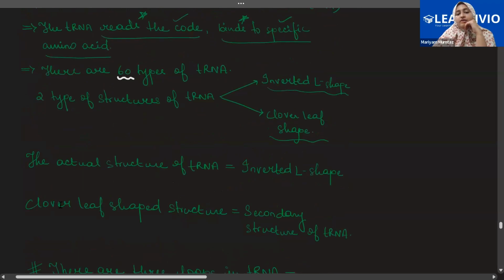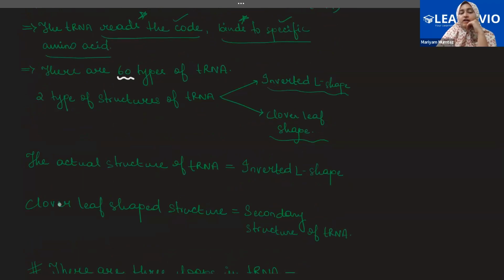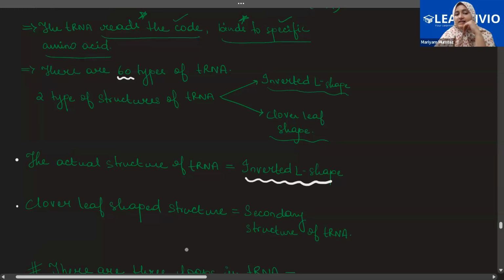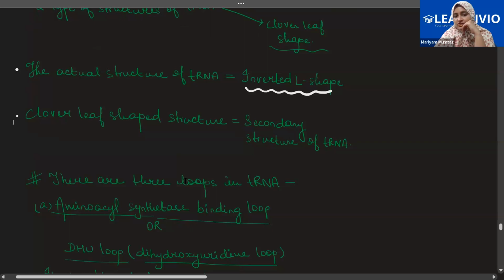Now, talking about the structure of tRNA, there are two structures that have been proposed for tRNA. One is the inverted L-shaped structure, and the other one is the clover leaf shaped structure. The actual structure of the tRNA is the inverted L-shaped structure, but the secondary structure is the clover leaf. The one that is given in your book is the clover leaf shaped structure.